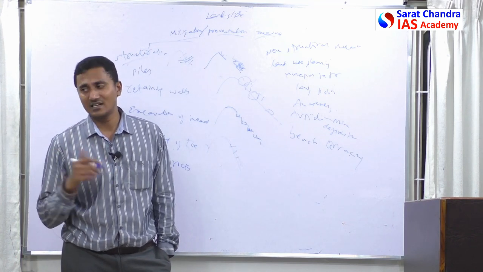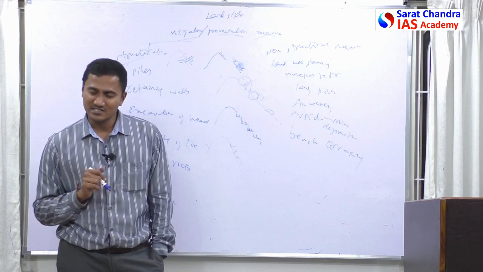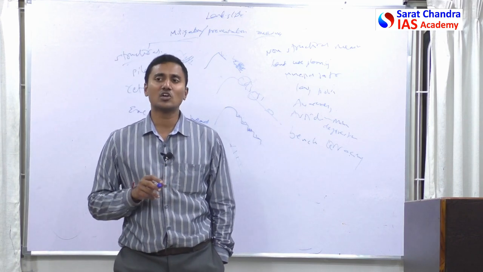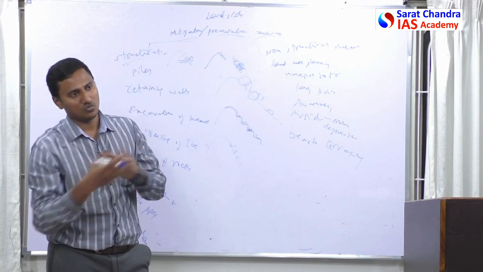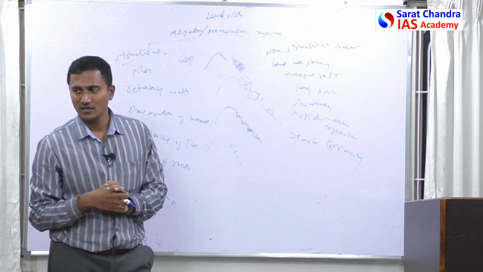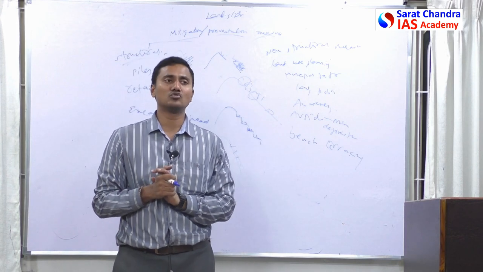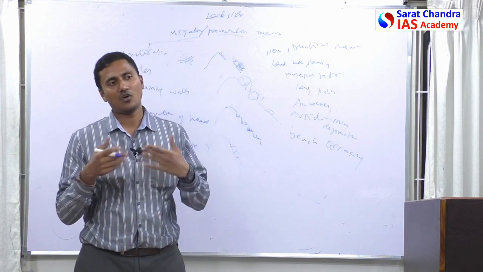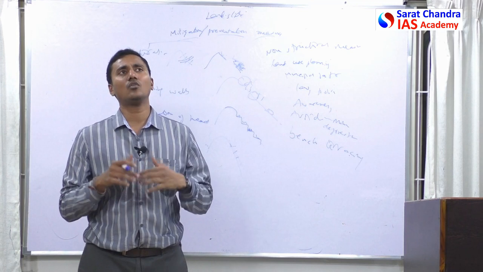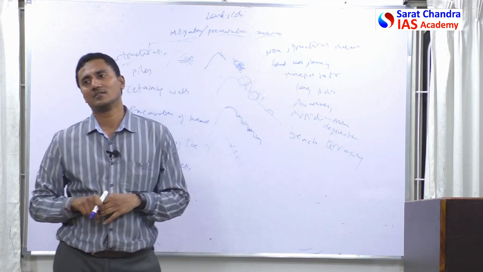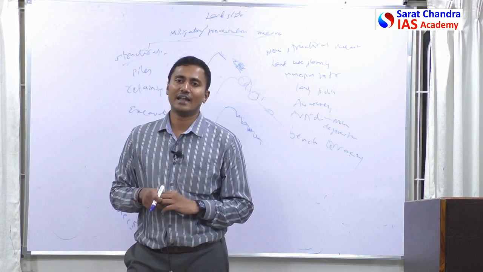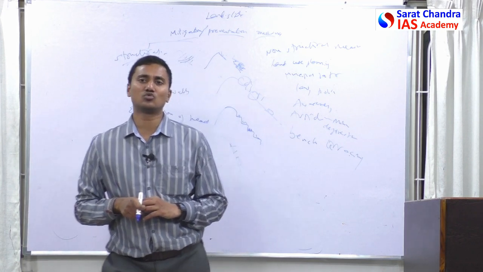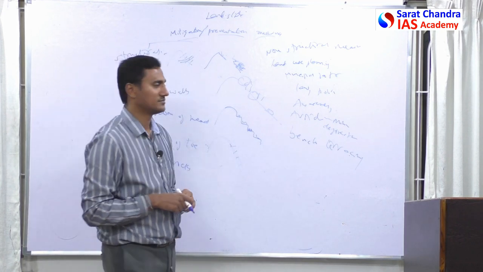For example, Uttarakhand is there. Do you know Uttarakhand floods occurred because of irregular development along the slope? Uttarakhand floods because of irregular slopes only. You read about the case study of 2013 Uttarakhand floods. How development of Uttarakhand in an unscientific way along the slopes led to Uttarakhand floods in 2013. Okay.